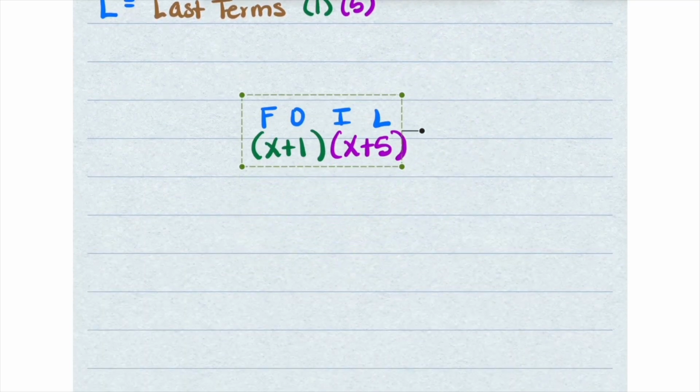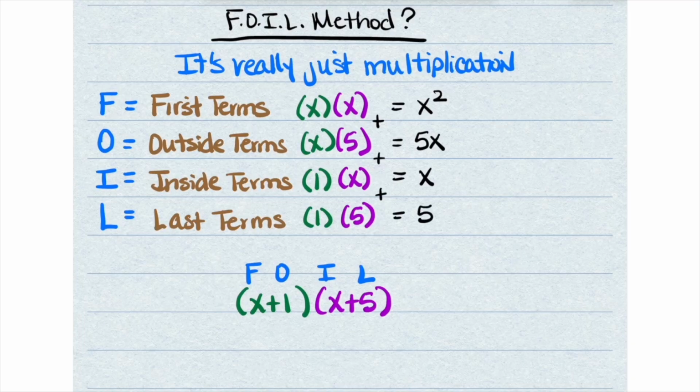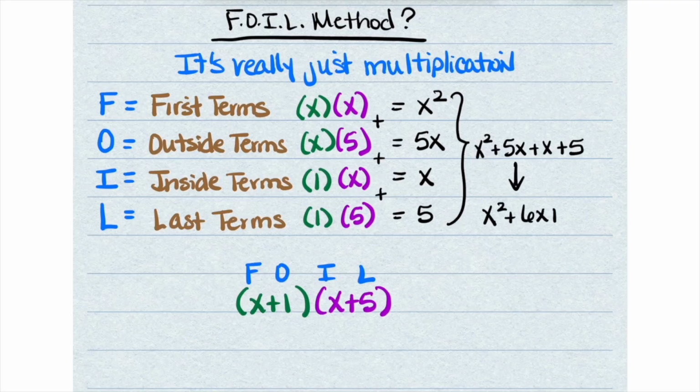So let me show you. x times x, that's x squared. x times 5, that's 5x. 1 times x is x, and 1 times 5 is 5. When you add all of these together, you get x squared plus 5x plus x plus 5. Combine like terms. So then you get x squared plus 6x plus 5.